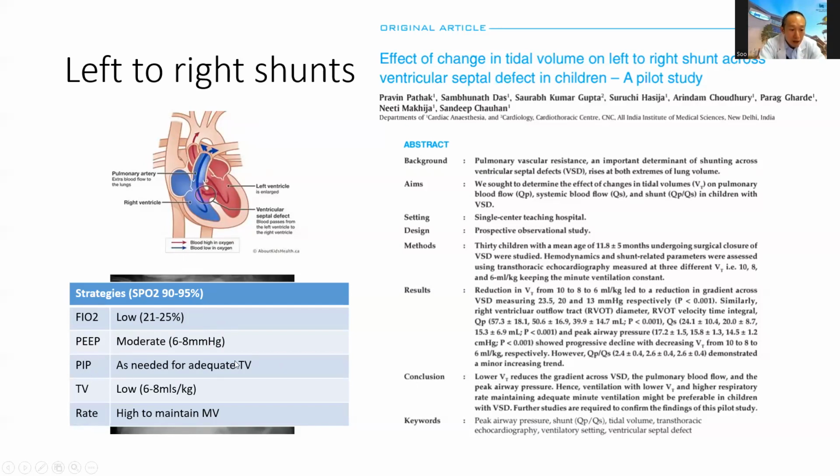PIP is just enough to achieve our tidal volume. As we mentioned, don't use a very high tidal volume, because lower tidal volumes actually reduce the shunt across the VSD. Rate is to compensate and achieve adequate minute ventilation. So for VSD, it's a very common lesion. All of you should know what to do with a patient with VSD.